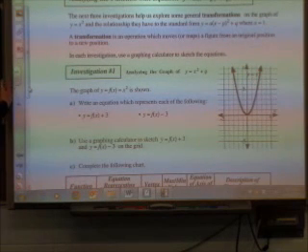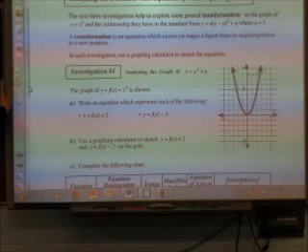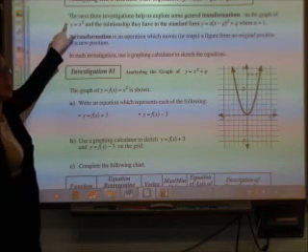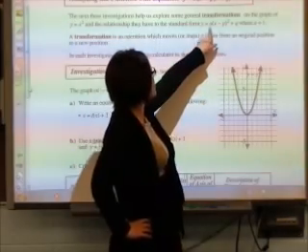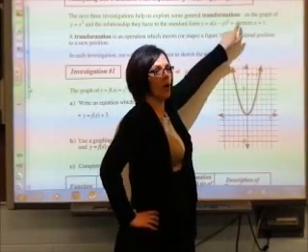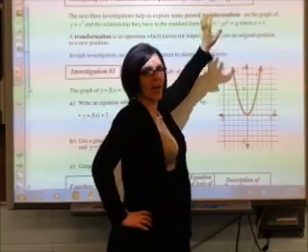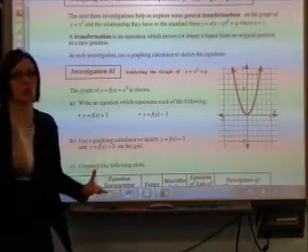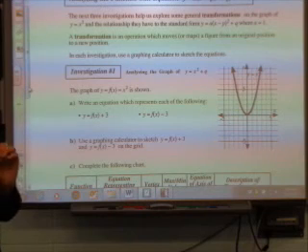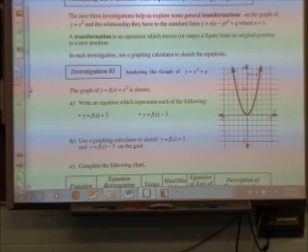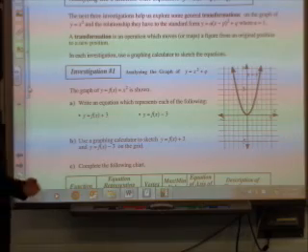The next 3 investigations help us explore some general transformations on the graph of my general parabola, this y equals x squared, to see what happens if I put in a q value, or a p value, or an a value. What does that do to the graph? If we can understand what those 3 letters do to the graph, it allows us to sketch the graph without depending on our calculator all the time.